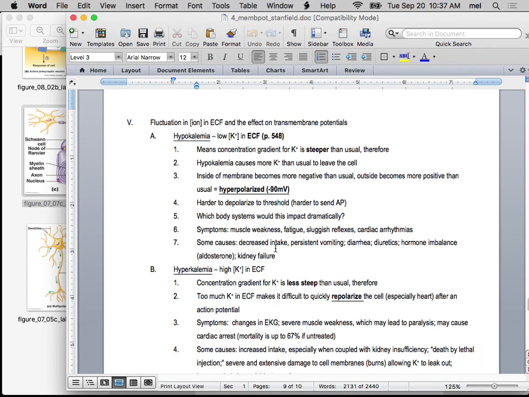Decreased intake, but we're talking like starvation level decreased intake, not just like normal people levels decreased intake. Persistent vomiting, diarrhea, and diuretics. Massive impacts on your ions when you are losing those kinds of things. This is a big, big deal, not just for children. So, you know, when you have kids and they're losing a bunch of body fluids, not only do you have to get their fluids rehydrated, but you have to get their ions rehydrated.